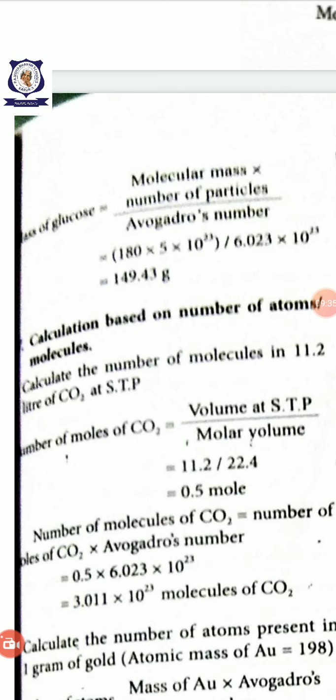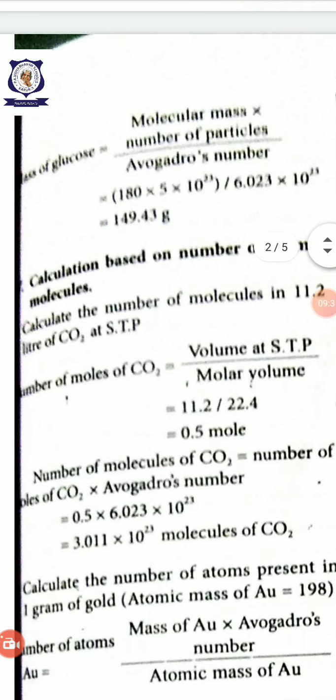And then another type of calculation. See, calculation based on number of atoms or molecules. Calculate the number of molecules in 11.2 liters of carbon dioxide at STP. Number of moles formula: volume by molar volume. We know this already. Volume is 11.2, molar volume 22.4. So on cancelling, we get 0.5 mole.